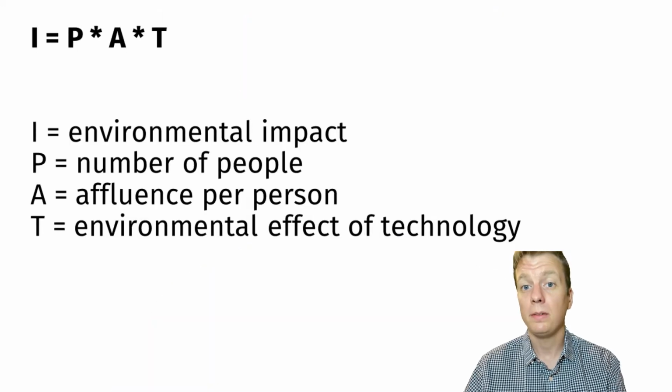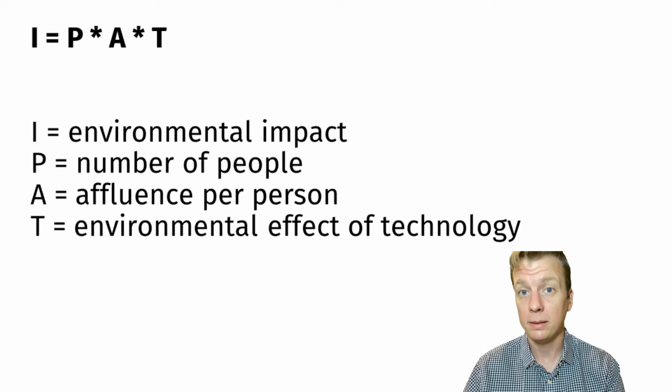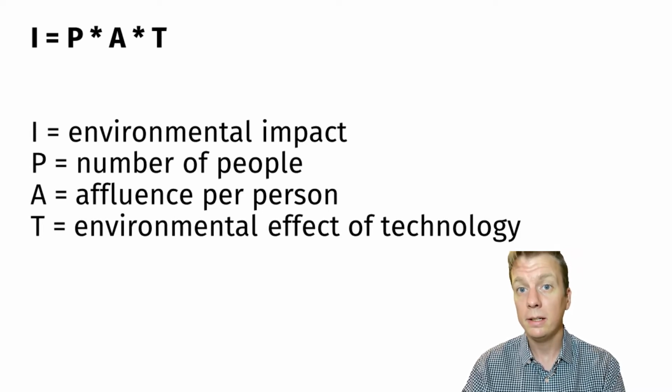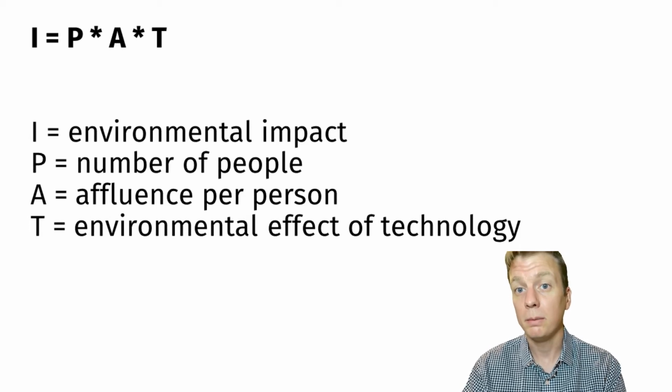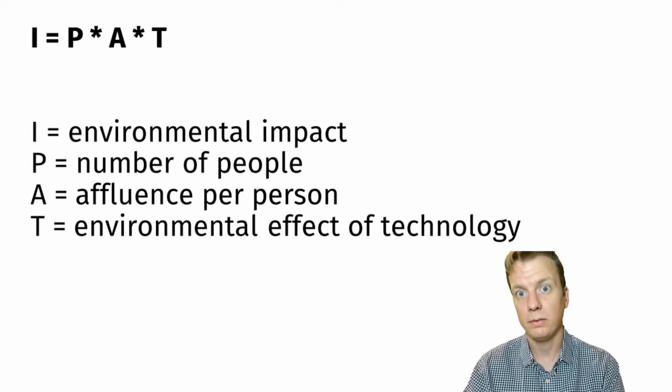Another way of measuring environmental impact is using the IPAT model. Environmental impact, I, equals number of people, P, times affluence per person, A, times environmental effective technology, T. In general, as P increases, environmental impact also increases. The value of A is a little more complicated. Very high affluence increases environmental impact, but so does very low affluence. However, the mode of impact is vastly different.